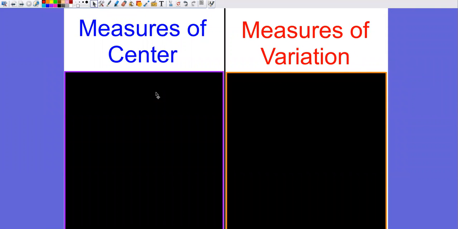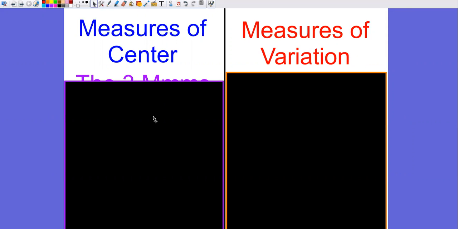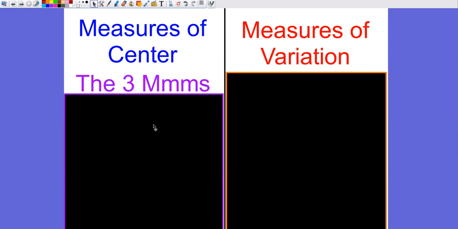Measures of center and measures of variation. What are the measures of center? Hopefully you remember, they're the 3 M's.